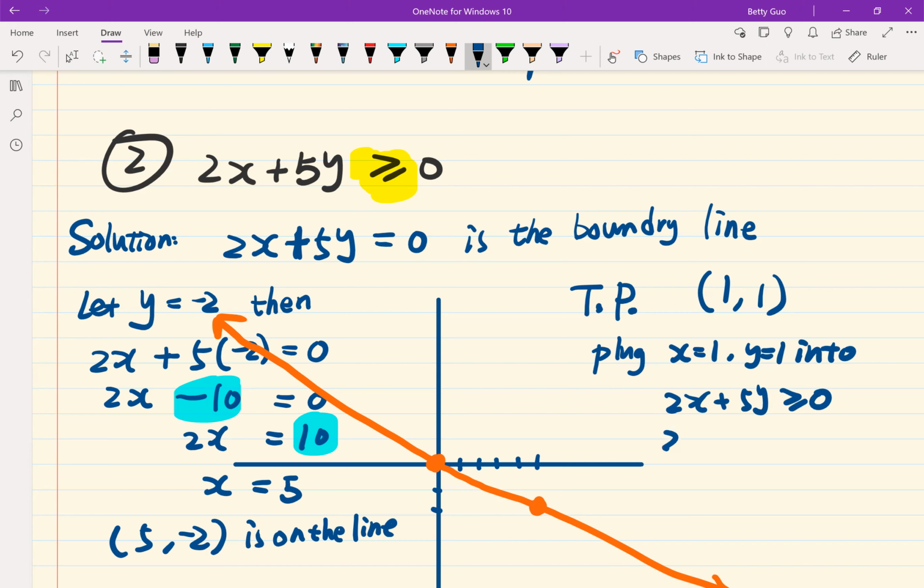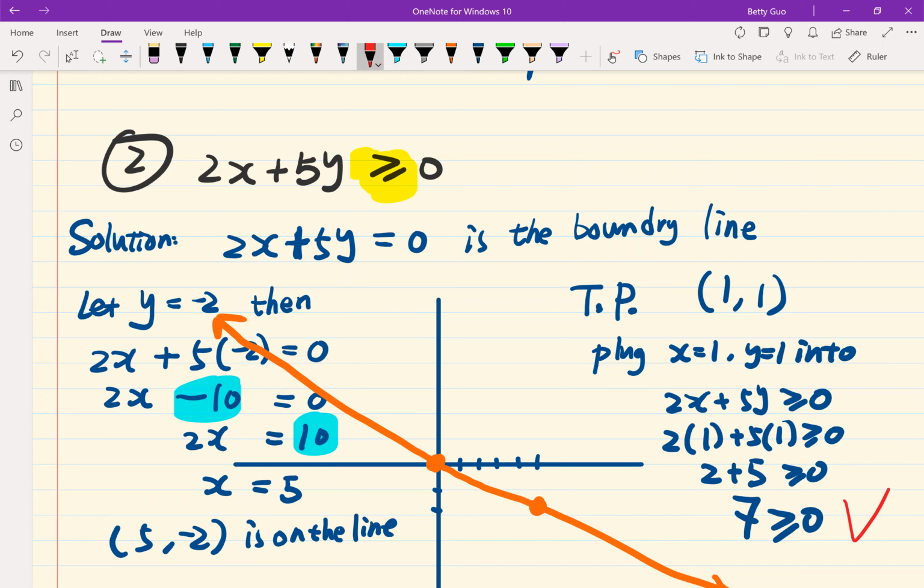Yeah, we're going to plug in here. x is 1, y is 1. What is 2 times 1? 2. What is 5 times 1? 5. So we have 7 is bigger than or equal to 0. Is that a true statement or a contradiction? True statement, okay. True statement means (1, 1), the testing point, is a solution, right? Let me graph where the testing point is. The black point (1, 1) is the testing point. So should we shade the region above or the region below?